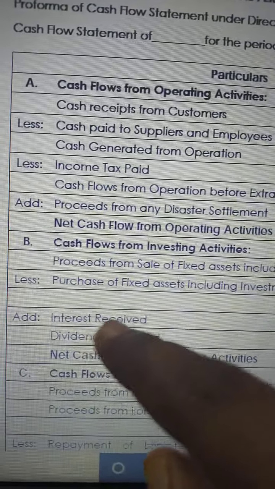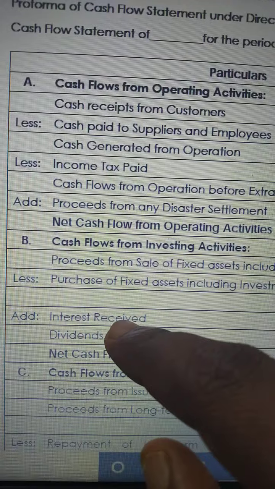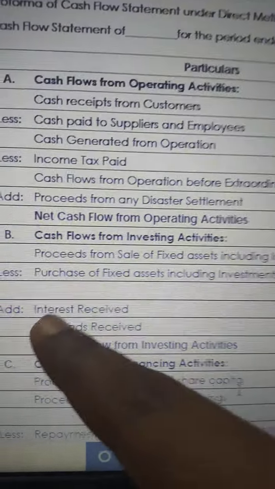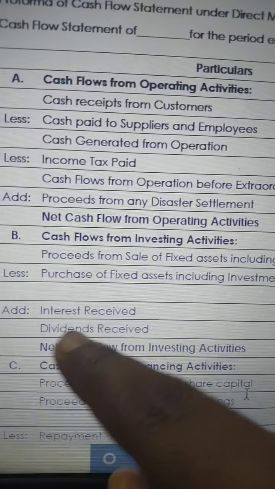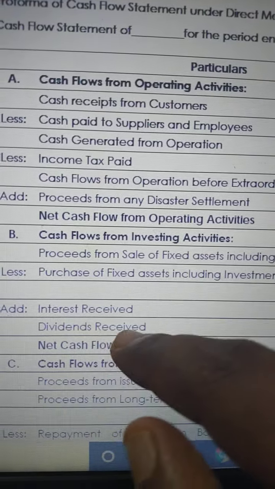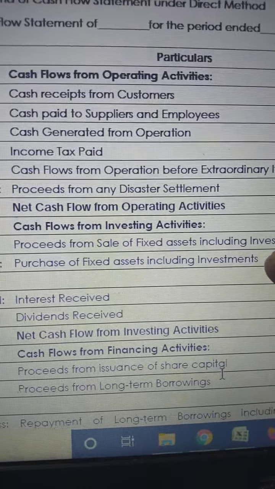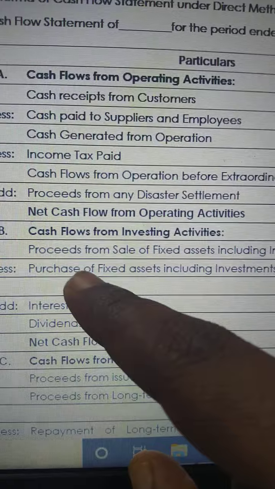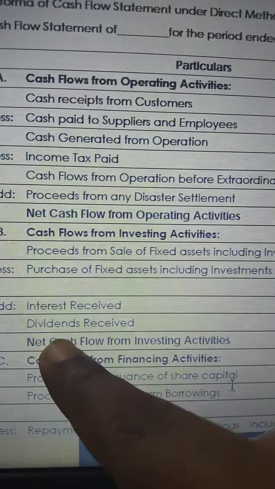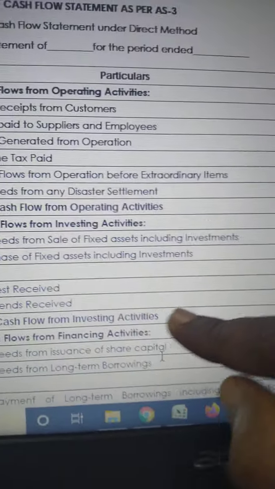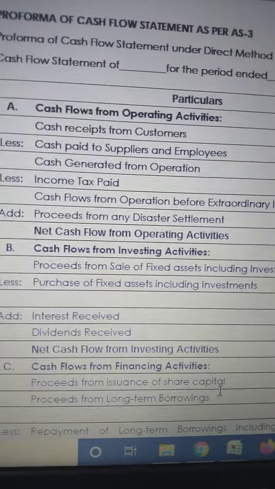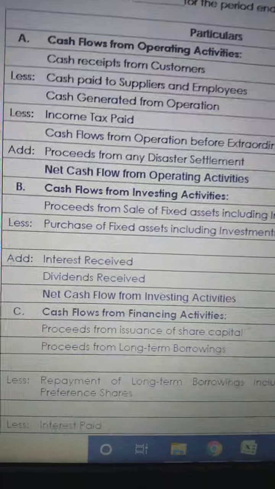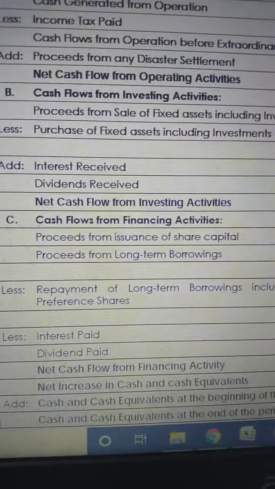Why interest received? Because I invested in debentures or something, so I am receiving the interest. Why dividend received? Because I invested in shares, so I am receiving dividend. So add these, this is the income. This minus this, then plus, you will get net cash flow from investing activity. What we are discussing is the direct method. Okay.